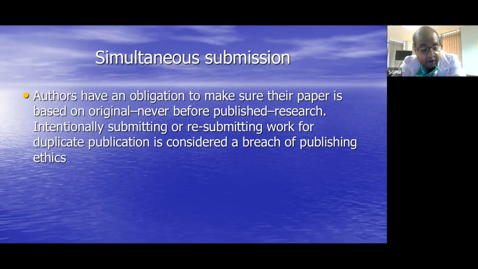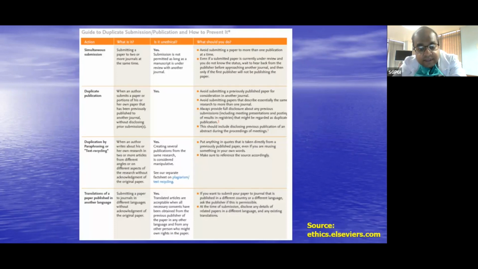So if you have a work which is ready for publication, you cannot send it to all the journals in your area at once. So the criteria is that you first submit to the first journal. If it is rejected, then you send to another journal. Okay. So simultaneous submission is submitting a paper to two or more journals at the same time.